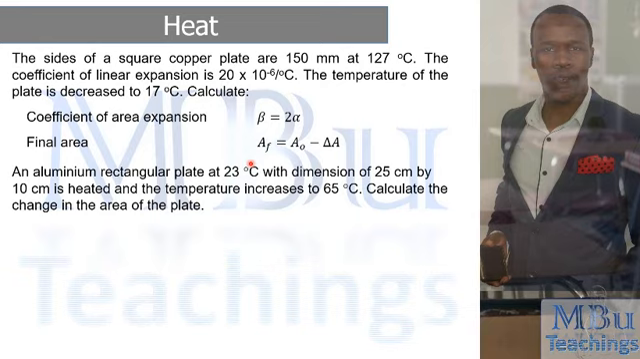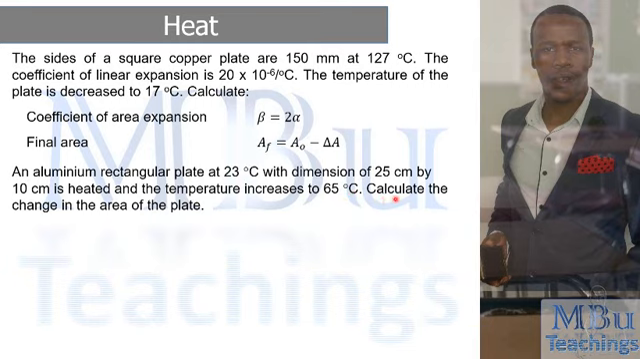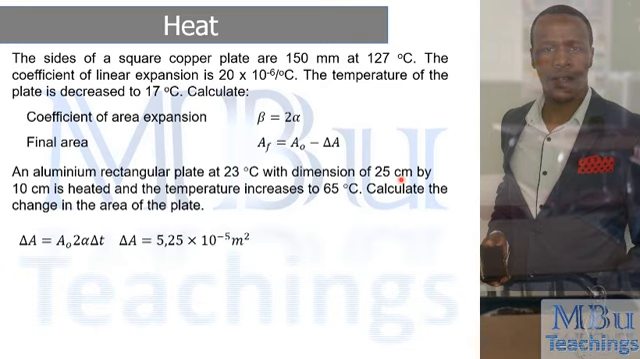Let's read. An aluminium rectangular plate at 23 degrees Celsius with dimensions 25 centimeters by 10 centimeters is heated and the temperature increases to 65 degrees Celsius. Calculate the change in the area of the plate. Now we are given the measurements in centimeters. We need to first change them to meters, because you can see the answer is in meters squared. Obviously, that means we first start by changing them to meters.